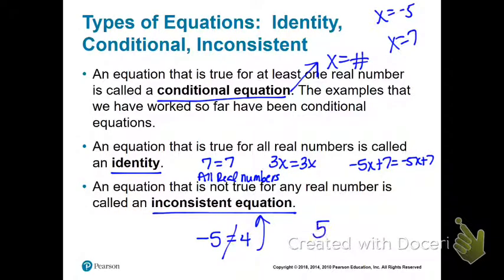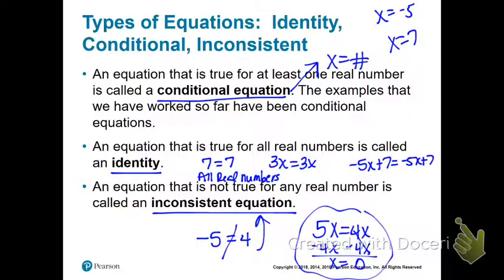Now be careful, because if you get 5x equals 4x, that's not an inconsistent equation, because you could still solve here. And so you would get x equals, and that cancels, but it's a 0 then. So this right here is actually a conditional equation. So it's only going to be inconsistent when you get a number equal to a different number.